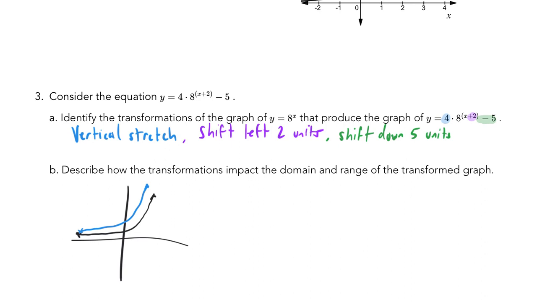Shifting the graph left or right also doesn't change them. If we just take that, imagine copying this black graph and just moving it to the right a couple. Still going to head towards 0. Still going to keep heading off to the right forever. Still going to go left forever. Still going to go up forever. So that didn't change the domain or the range either.